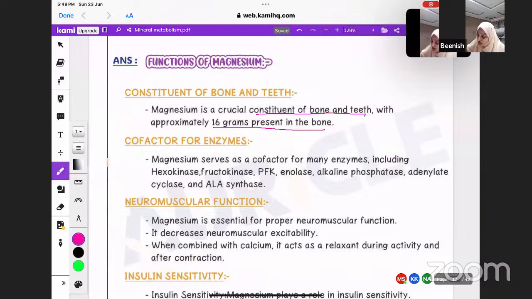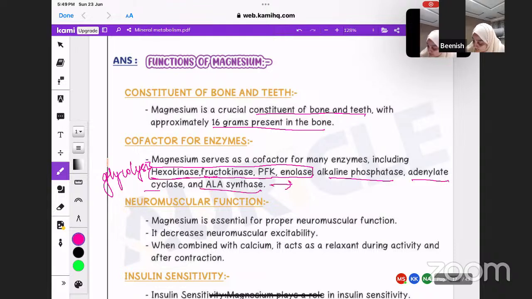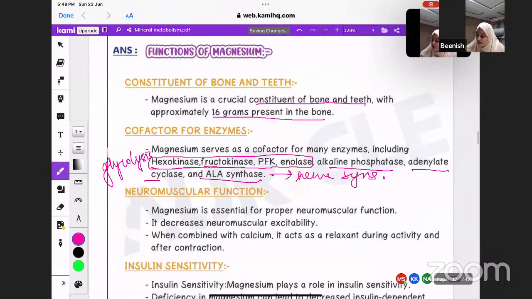Magnesium serves as a cofactor for many enzymes, including hexokinase and fructokinase. Remember all these enzymes, they are involved in glycolysis. So magnesium is a cofactor for all these enzymes, and also for alkaline phosphatase, adenylate cyclase, and ALA synthetase. ALA synthetase is involved in heme synthesis. So magnesium is a cofactor for these enzymes.